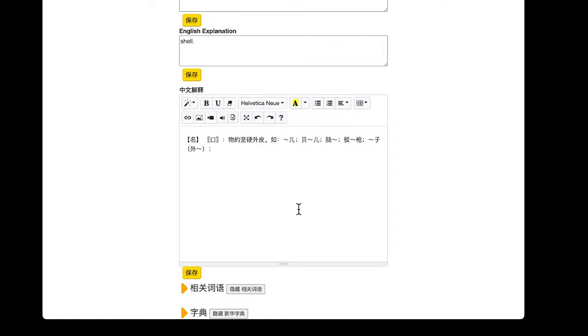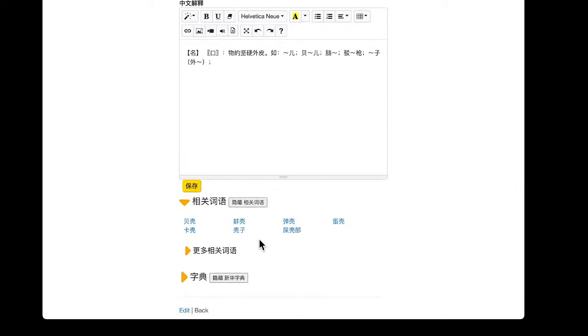Like for example 脑壳. They say 脑壳, that means the skull. Okay, the skull. 跟脑壳. 贝壳. 贝壳 that means you're referring to the shell of the shellfish. Okay, 贝壳. Okay, and then there are a lot of other 壳. Like 壳子. 蛋壳.